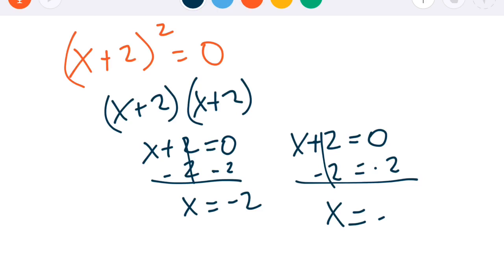So when we solve this, as you can see, we are going to get negative 2. And it's the same answer for both of those because when we set them both equal to 0, they are both x plus 2, so obviously that's going to give us the same answer. So because these solutions are the same, that means the equation has one solution, and that solution is negative 2.